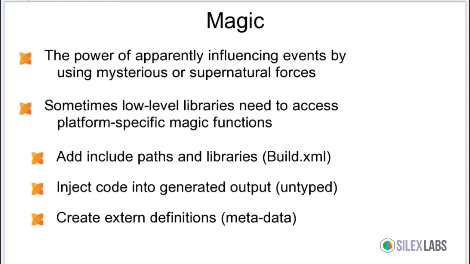There are a few tasks you will probably need to do when mixing native and generated code. The first is to add include paths and libraries to the build system. This allows the compiler and linker to find the headers and the libraries required to build the executables. Then you'll either need to inject code directly into the generated output using the untyped keyword, or to create extern definitions to tell the Haxe compiler to generate placeholder calls directly into the native code.